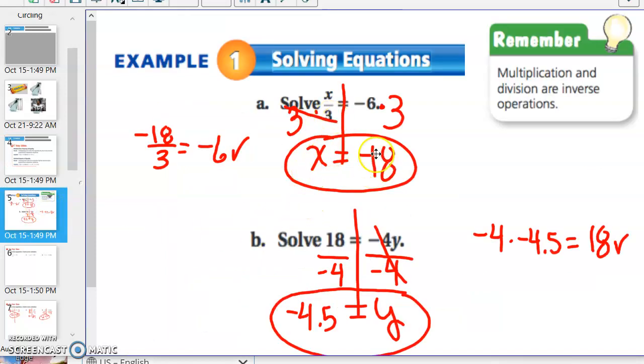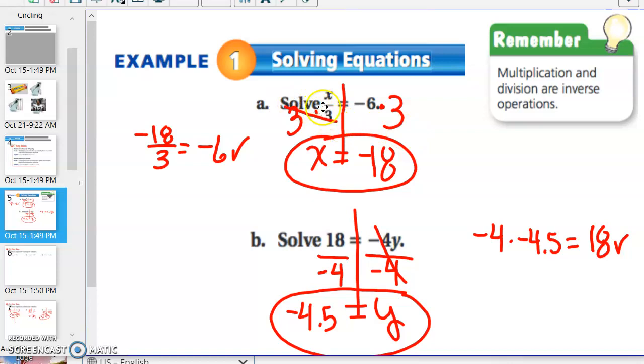So the first example, I have a lot of writing on the screen here, but just try to see through the weeds so you can see what it says. So the question says, solve x divided by 3 equals -6. Well, remember, this is dividing by 3. So the inverse of dividing by 3 would be to times by 3 on both sides.